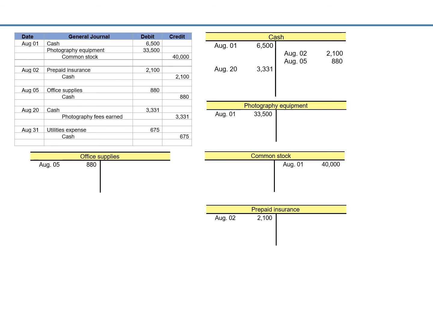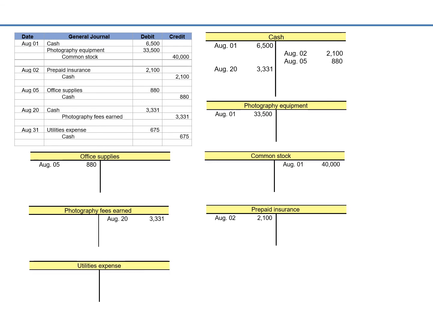Then we have our August 20th cash we collected for photography fees. That's a debit. Debits get posted to the left side of the T account. Then we have photography fees earned. It's a credit. Credits get posted to the right side of the T account. We have utilities expense for $675. Debits go to the left side. And then we paid cash for those utilities. It's a credit. Credits go to the right side. Okay.